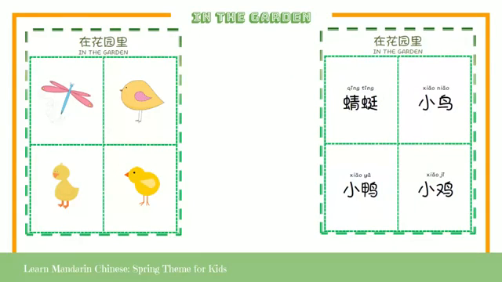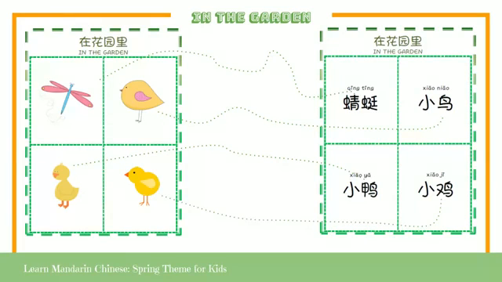Now, next. Again, I will read Chinese and you will try to work out matching the Chinese word and the picture. Okay, and check with me after I show you the link. 蜻蜓. You got it? Wonderful. 小鸟. 小鸭. Yeah, good. 小鸡. That's right. Really good. So we've done those little animals and insects.